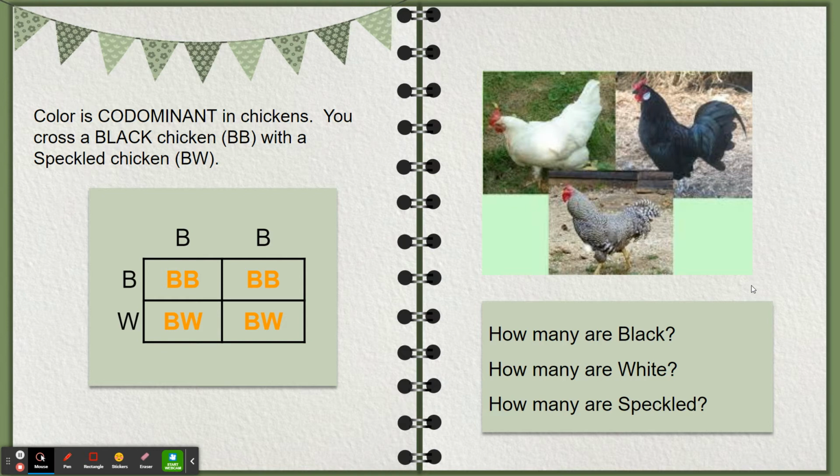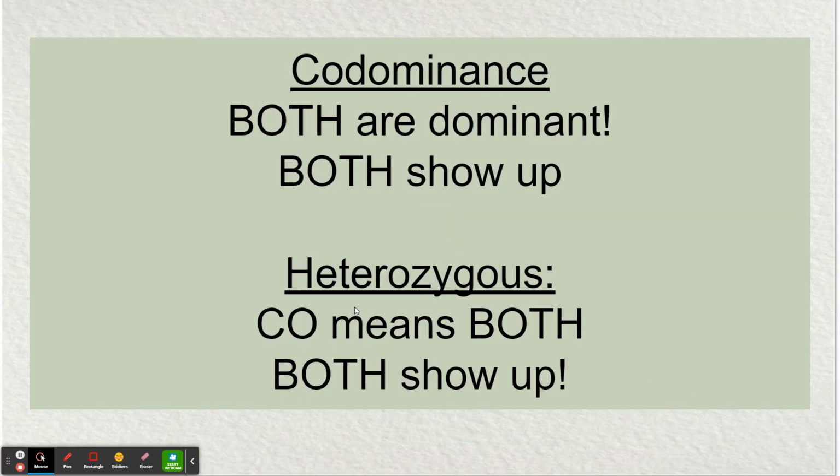If you answered these correctly, you got 2 out of 4, or 50%, that are black, so they have big B, big B. 0 out of 4 are white because none of them are WW. And 2 out of 4 are speckled, big B, big W. So again, in codominance, both alleles are dominant, so both are going to show up separately. You're going to see this and that show up in the heterozygous. So both show up when you have one of each letter.